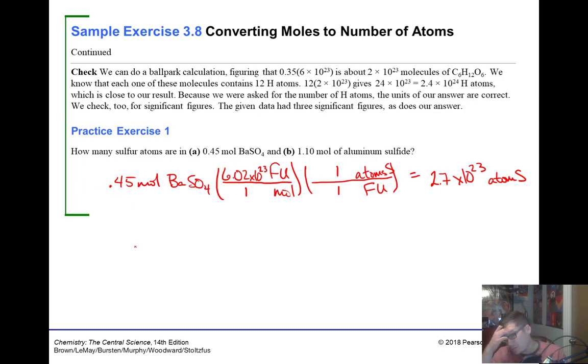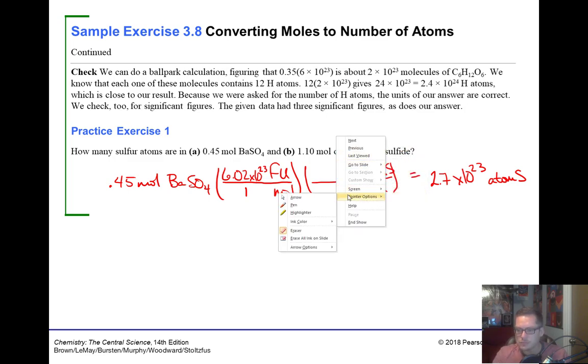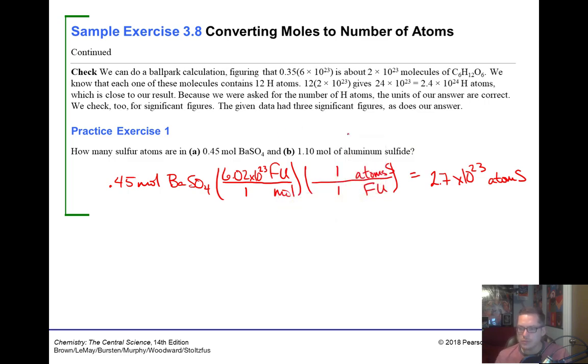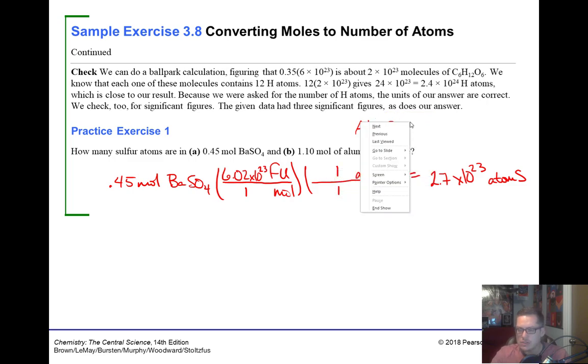All right, part B here. We've got 1.10 moles of aluminum sulfide. First step, we need to figure out what aluminum sulfide is. Aluminum is Al, and it forms a 3+ ion. Sulfide is just an S, and it forms a 2- ion. So we're going to crisscross, so it would be Al2S3. So that's our formula. We might need that in a second. It's worth the time to always figure out whether or not you're going to need it.